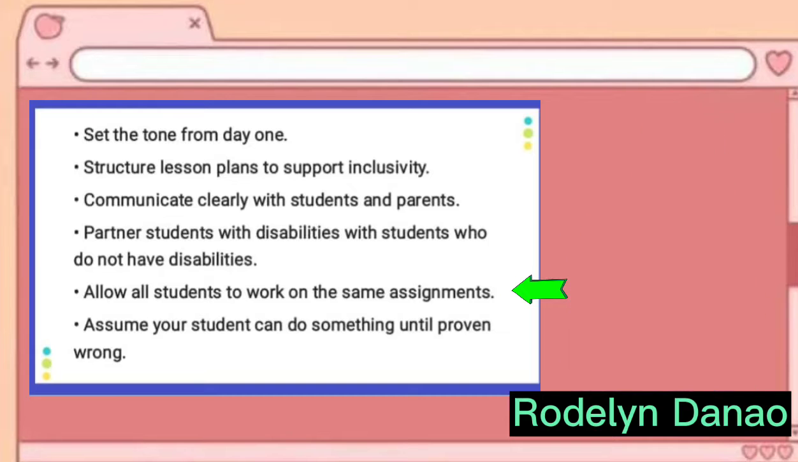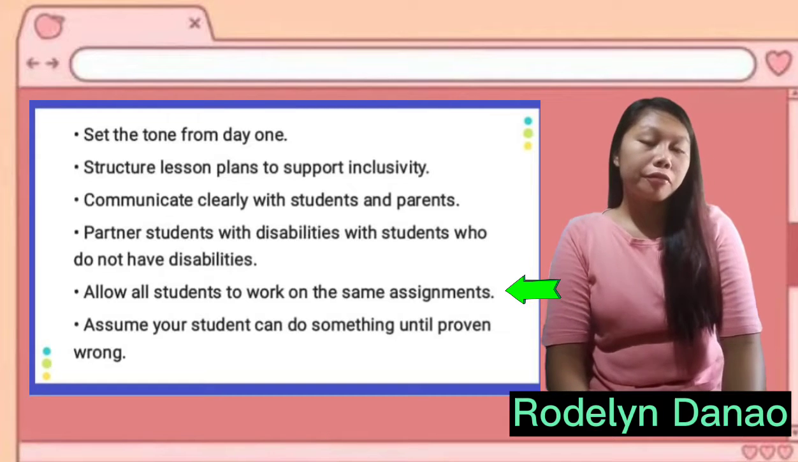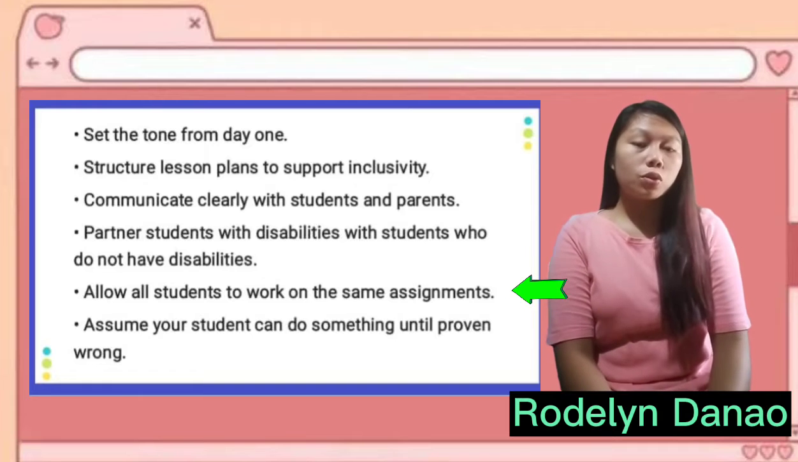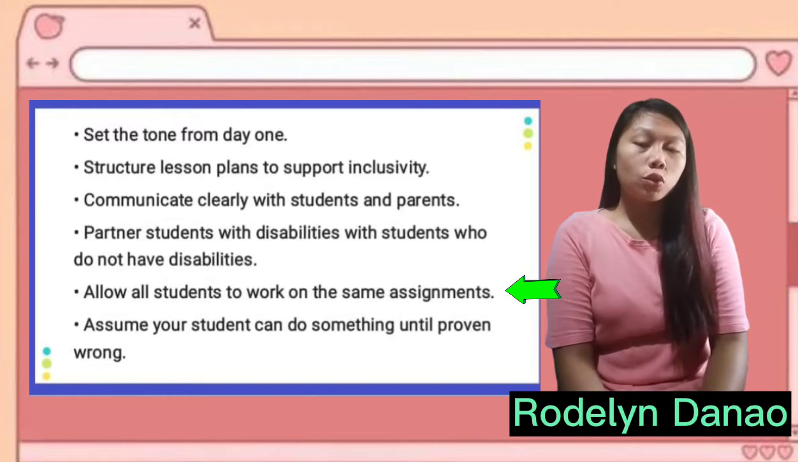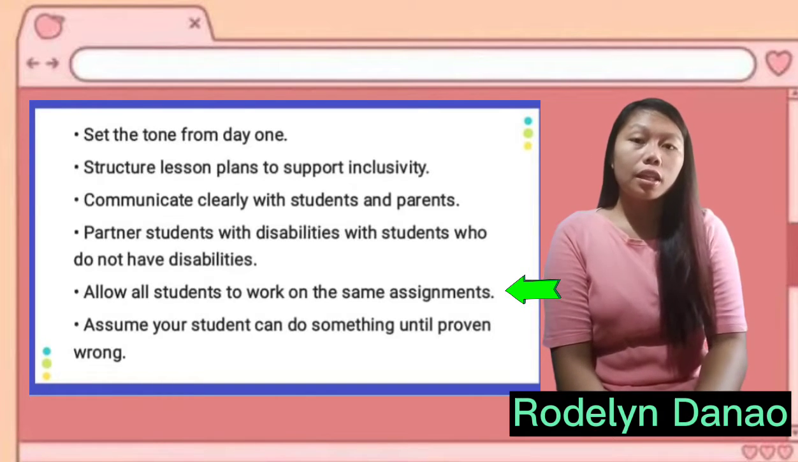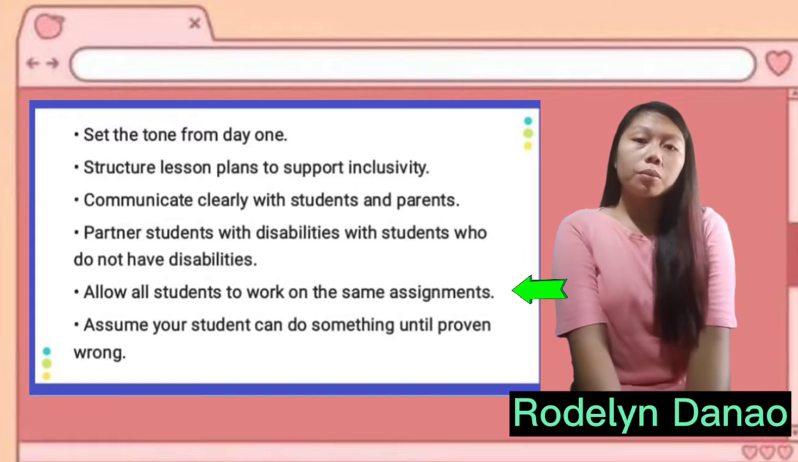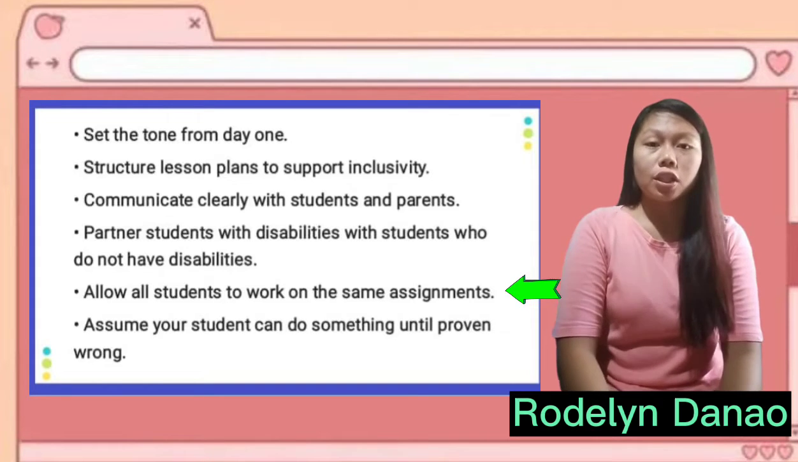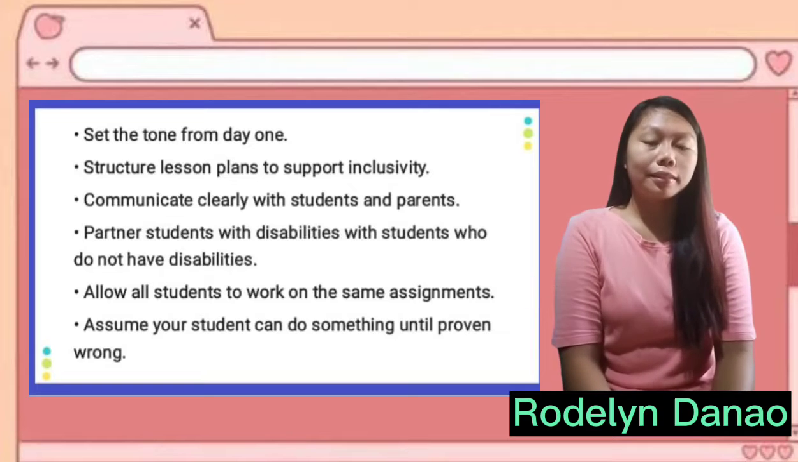ng mabuti. Rather than setting them different projects, assign the same ones but allow the students with special needs to work towards the goals in different ways. Use accommodations to help them feel like they are part of the class rather than separate.